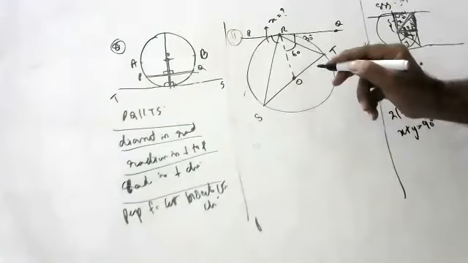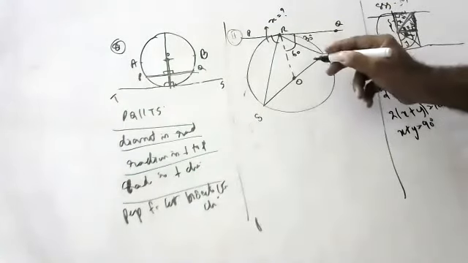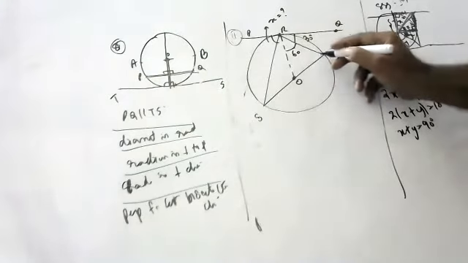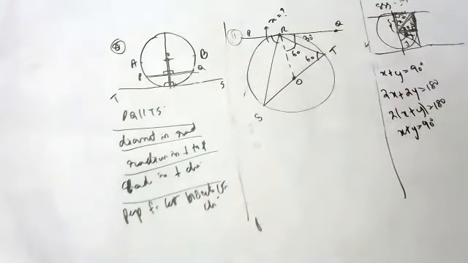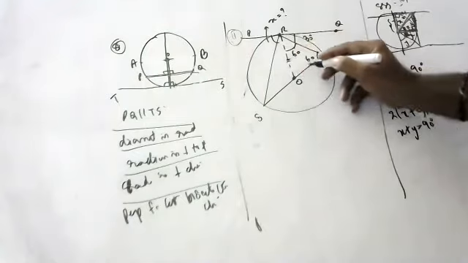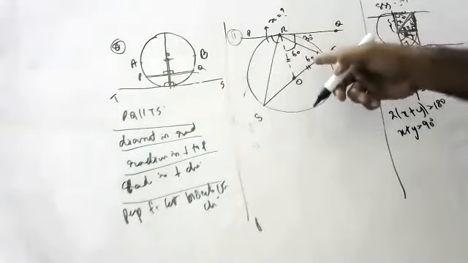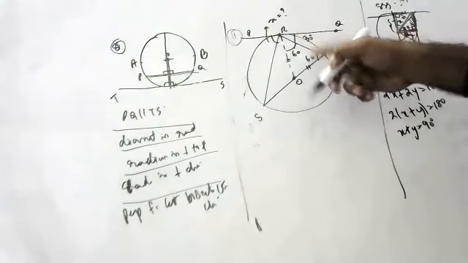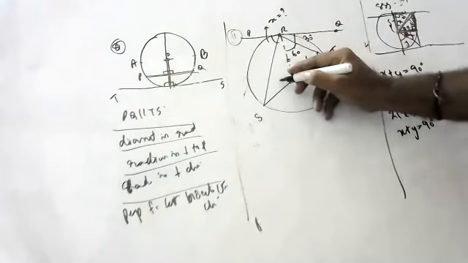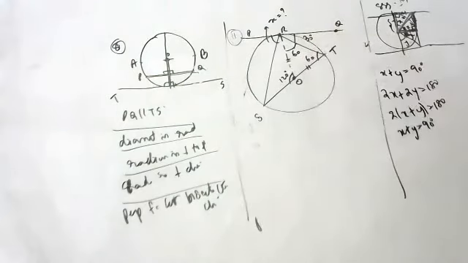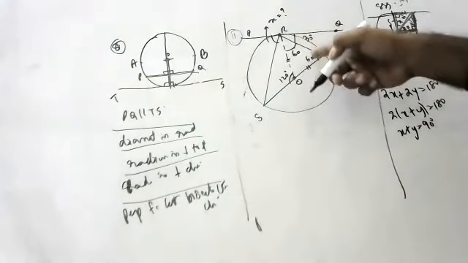Okay. Angle TRQ. If this is 60, this is also 60, because these both are radius, that's why the base angles are equal. If this is 60 and this is 60, this will be the exterior angle. How much? 60 plus 60, 120 degrees, because the exterior angle is the sum of the interior opposite angles.